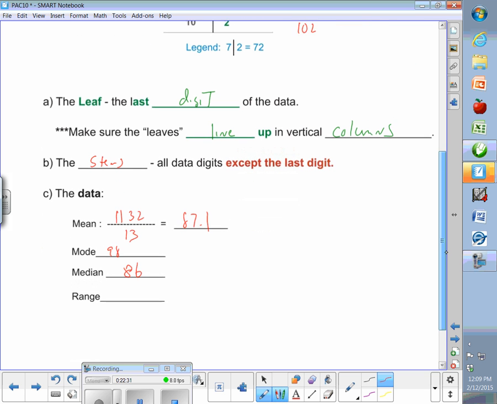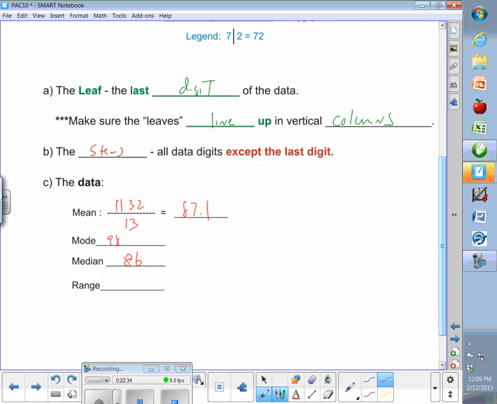And the last thing, what is the range? Adam? Adam said 102 for my high and 72 for my low is surely a 30, and that is correct. Okay? So we can find all those things from our stem and leaf plots.